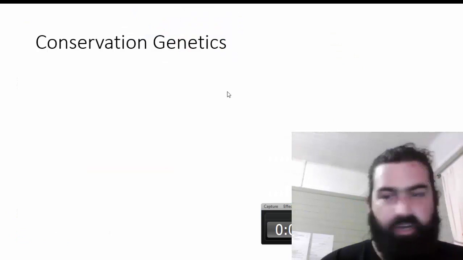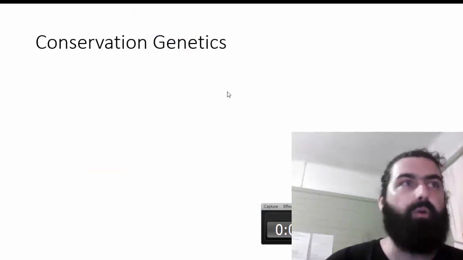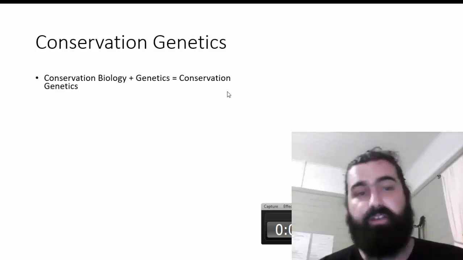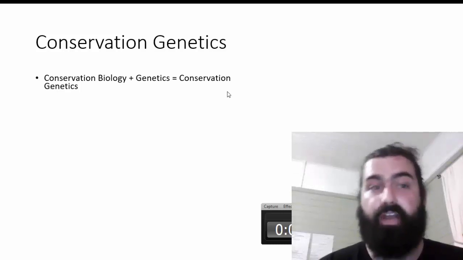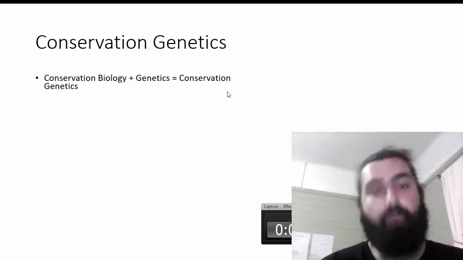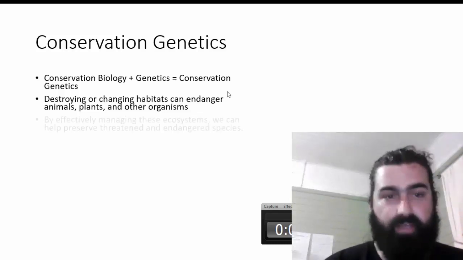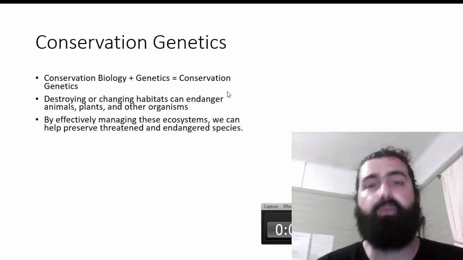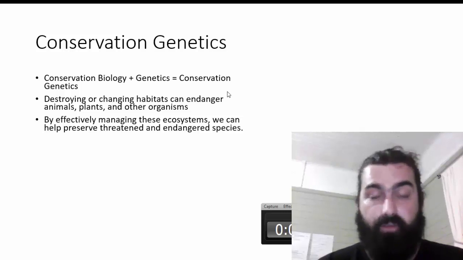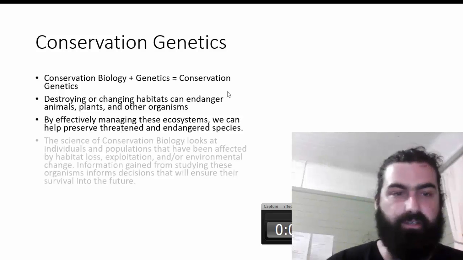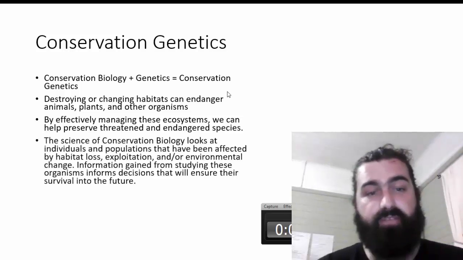Okay, so conservation genetics. This is going to be the backbone behind the big projects that we're going to talk about. And as the name would imply, when you take conservation biology and you take genetics and you put them together, you make conservation genetics. Basically, when we are damaging the environment, we are harming animals and plants and organisms, and so therefore we need to effectively manage them to make sure that we can preserve threatened and endangered species. That's where conservation biology comes in.